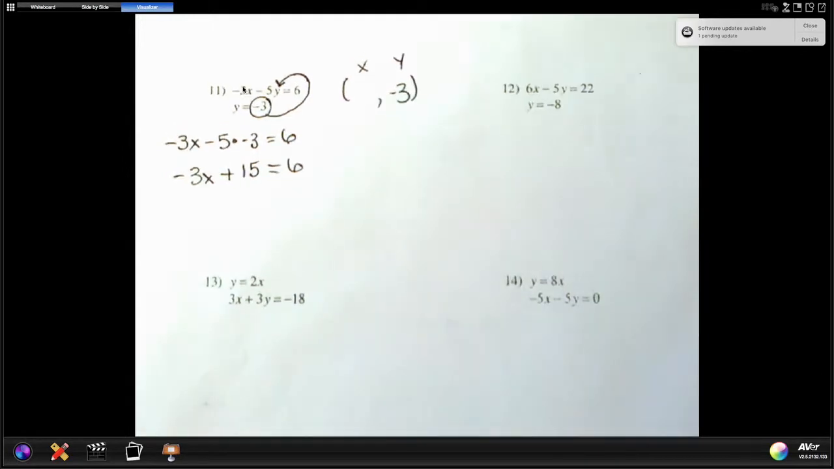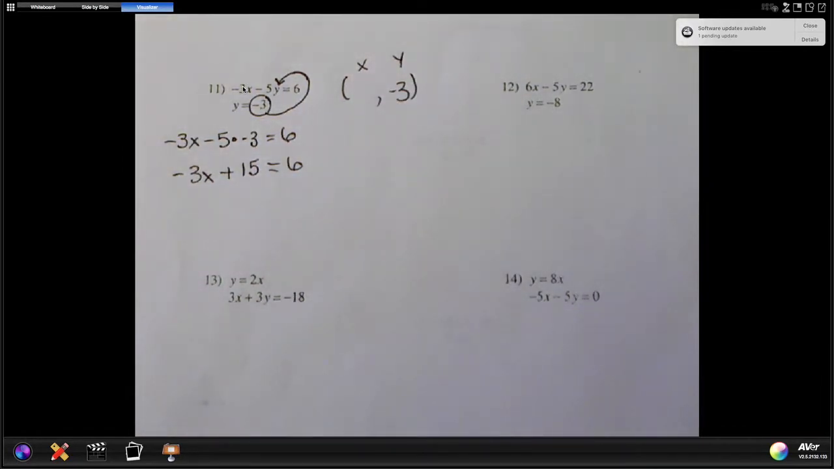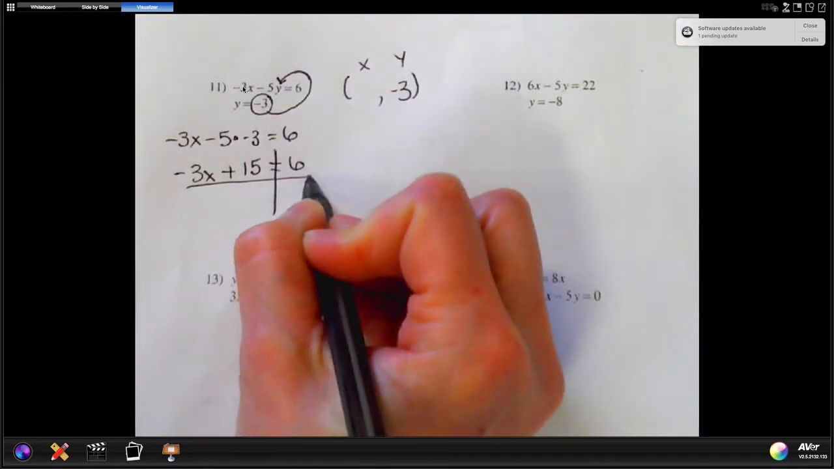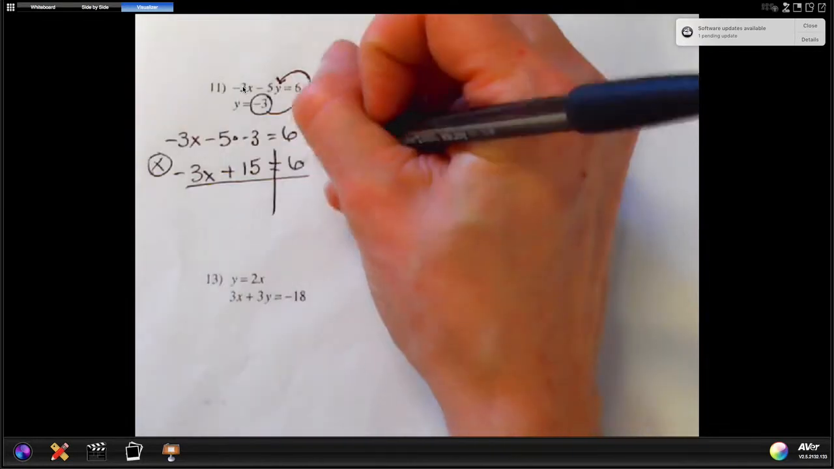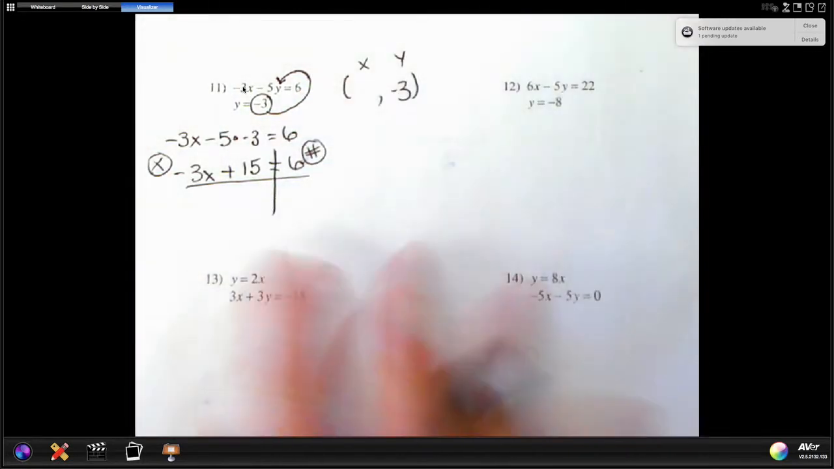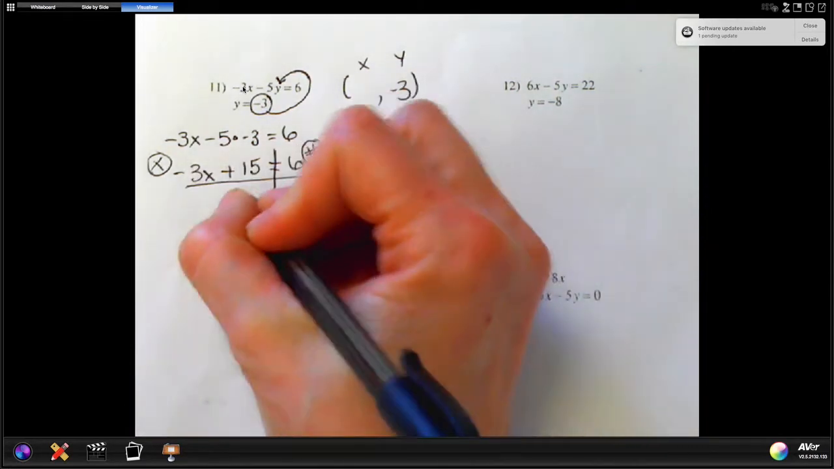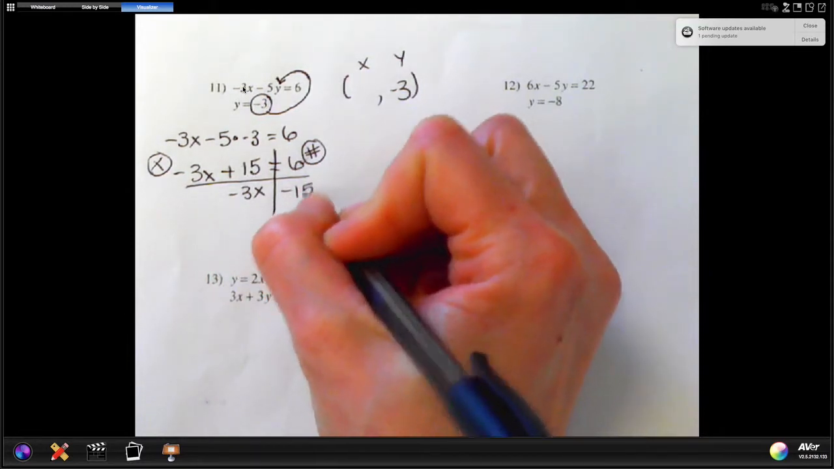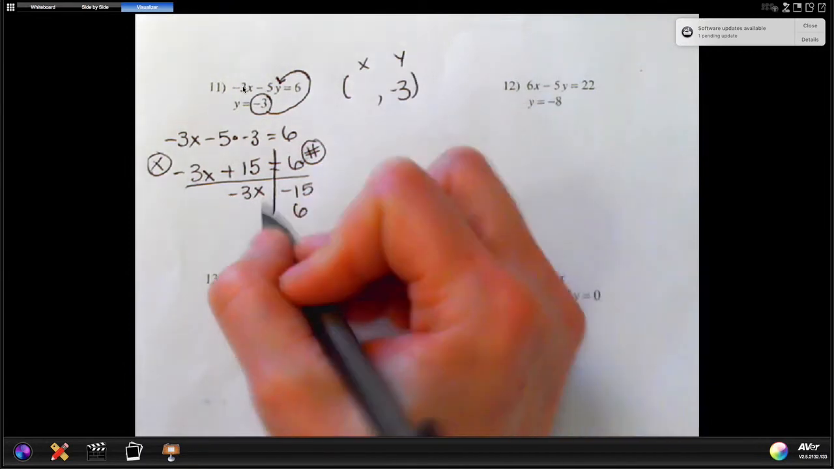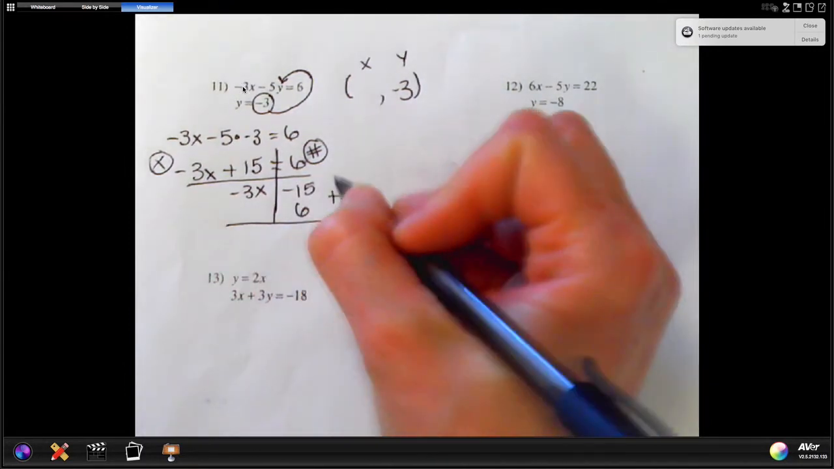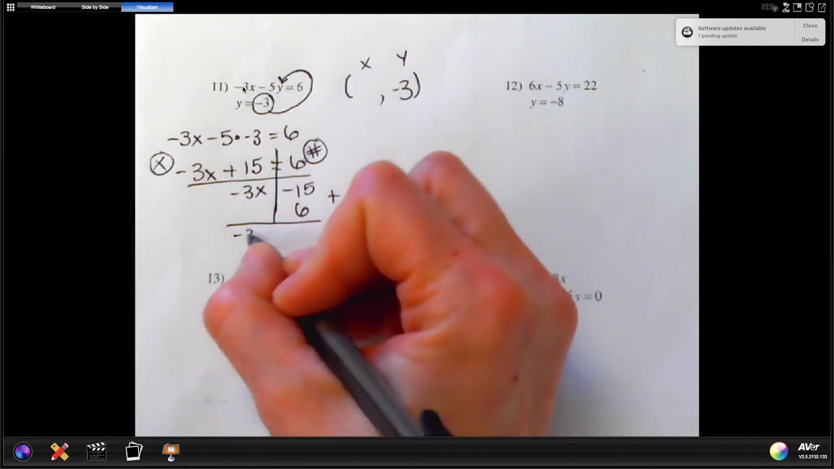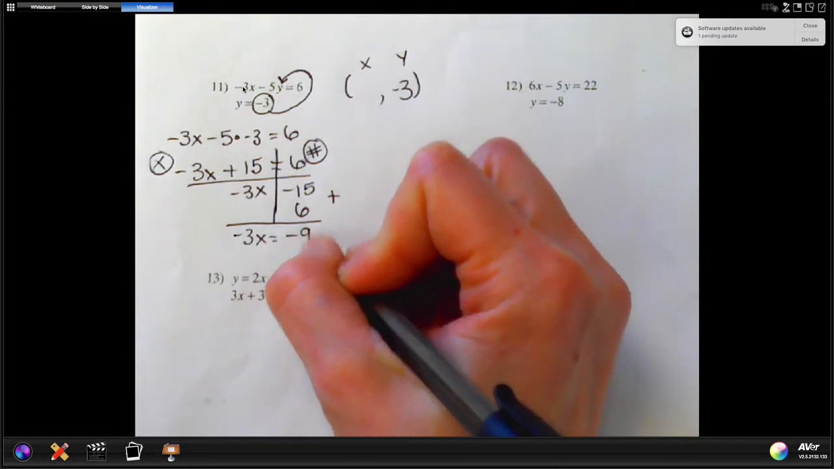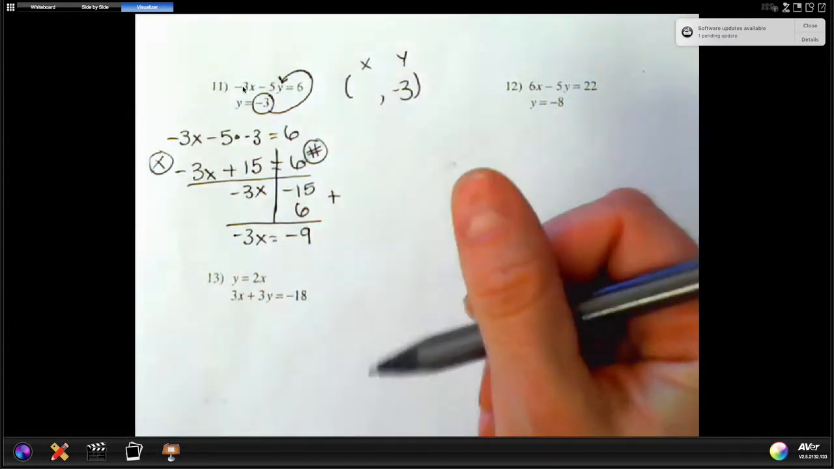And now I don't have any parentheses or multiplication, so I can do a chart to solve this. I want to put a line down the equal sign, a line underneath, label the left side with x and the right side with number, and start putting things where they go. So negative 3x stays negative 3x. 15 becomes negative 15 on the number side. 6 comes down, keeping it positive. And then I add. Negative 3x plus nothing is still negative 3x. Negative 15 plus 6 is going to give me negative 9. And if you're unsure of that, check that in your calculator.